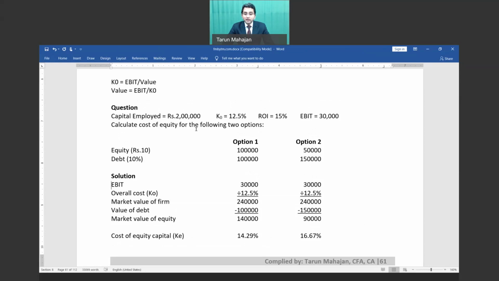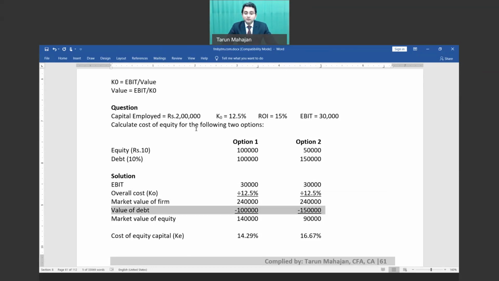See, EBIT is same because EBIT is not dependent on capital structure. Overall cost of capital is assumed to be same. Market value of firm is bound to be same now because EBIT is same, overall cost is same. So market value of firm is also same under both options.